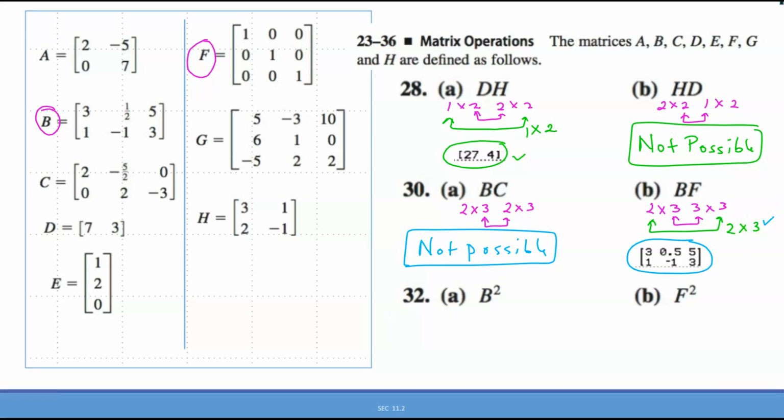Now, matrix F is a special matrix. We have ones along the diagonal, 0 above and below. What this is called is an identity matrix. So we're going to say I3, 3 by 3. Ones along the diagonal, zeros everywhere else. Identity matrices we're going to learn are square matrices. An identity matrix acts like 1 when we multiply. So notice that B times F gave us B.